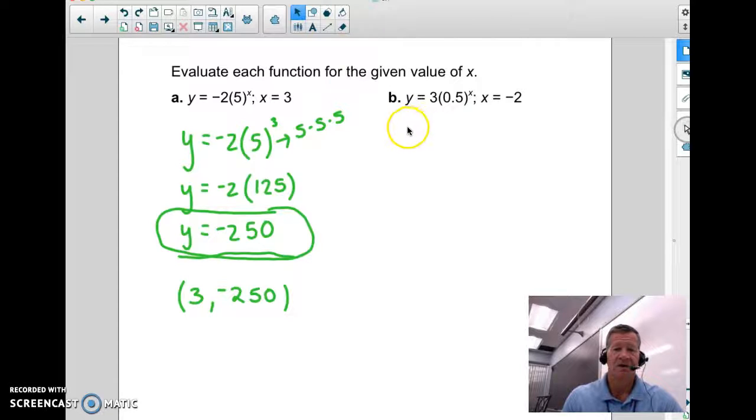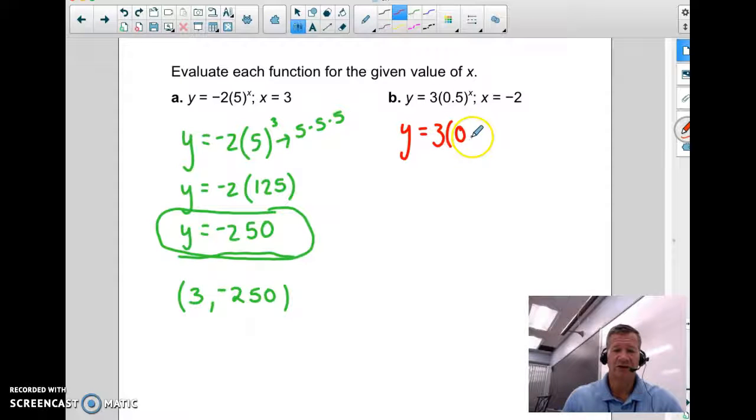The second one is y equals 3 times 0.5 to the x power, but in place of x they want us to put 2. Well, once again, you cannot multiply first. Exponents come first. Oh, I'm sorry, x is -2. Yikes. So 0.5 to the -2nd power. Well, what does it mean to raise 0.5 to a negative exponent?